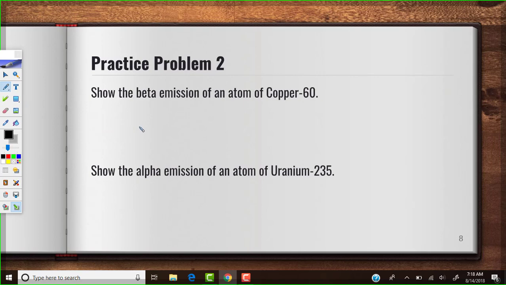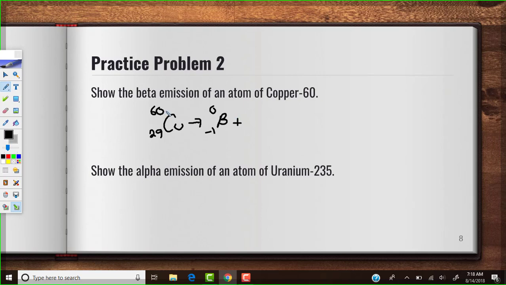Let's do a few practice problems to start. First, let's show the beta emission of an atom of copper 60. Well, remember, we need to write these in our nuclear notation. So we're going to write copper, and our mass number is 60. And if we look on our periodic table, the atomic number of copper is 29. Okay? And we're going to be doing a beta emission. So we do definitely need to know what that is. And if we look, we have a little beta symbol, 0, and a -1. So now we just need to do some math to figure this out.